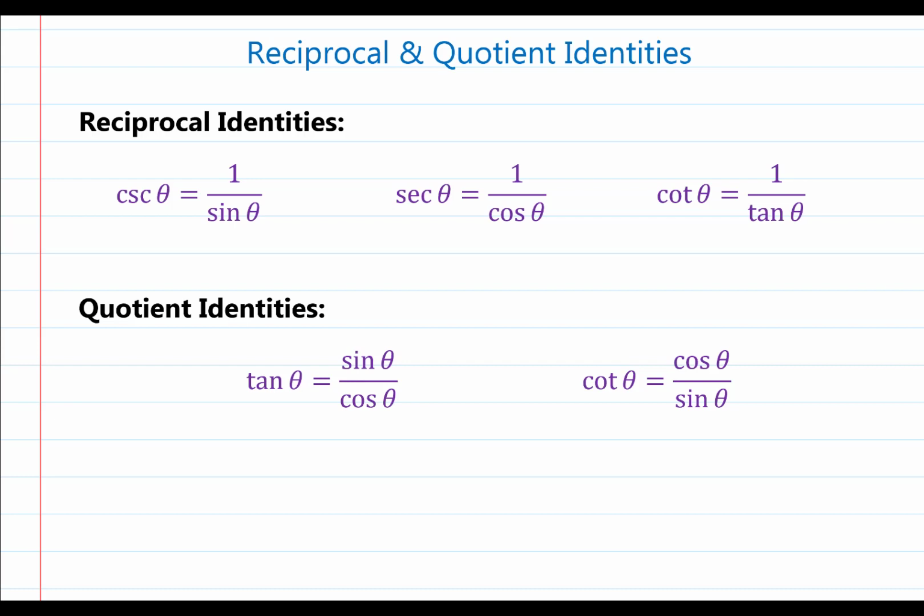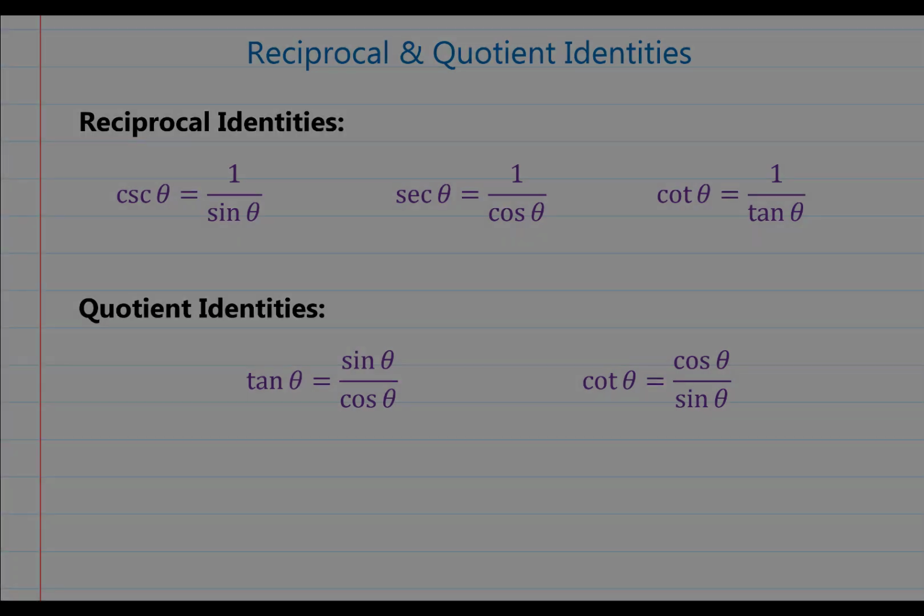So let's start with the 3 reciprocal identities. Cosecant of angle theta is equal to 1 over sine of angle theta. Secant of angle theta is equal to 1 over cosine of angle theta, and cotangent of angle theta is equal to 1 over tangent of angle theta. Our 2 quotient identities would be tangent of angle theta is equal to sine of angle theta over cosine of angle theta, and cotangent of angle theta is equal to cosine of angle theta over sine of angle theta.